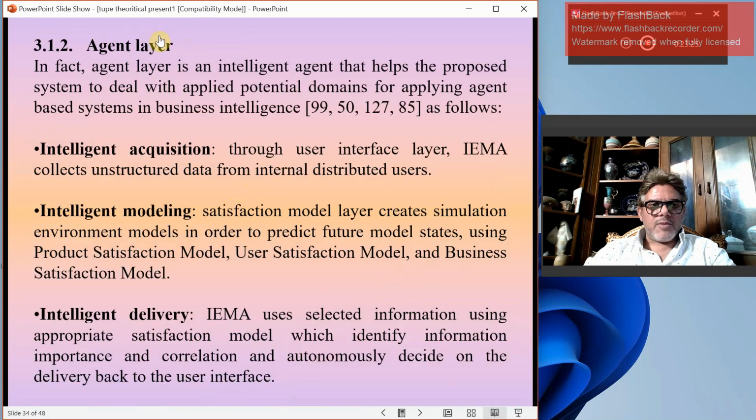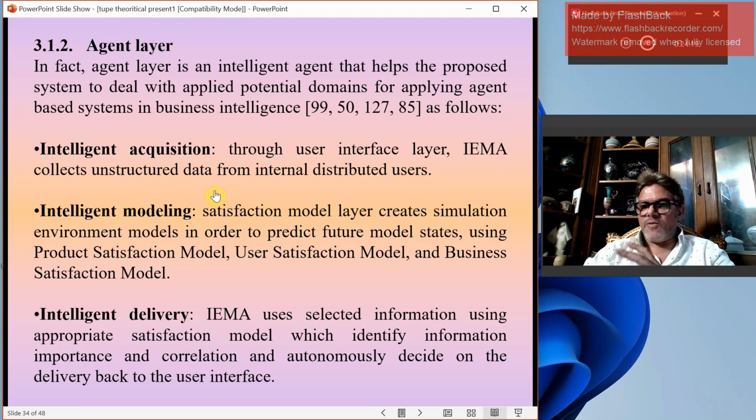Agent layer. Now the agent layer is going to have intelligent acquisition, intelligent modeling, intelligent delivery. And we're going to see all of these. Let's see, intelligent acquisition through the user interface layer. The system collects unstructured data from internal distributed users. Of course, the users are independent and ambiguous, so it will be unstructured data, which you cannot track, you cannot link it together, so you cannot have a performance evaluation for it, and at the end you cannot have a specific numeric number for, let's say, security or comfort.